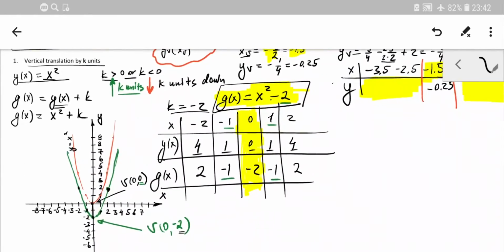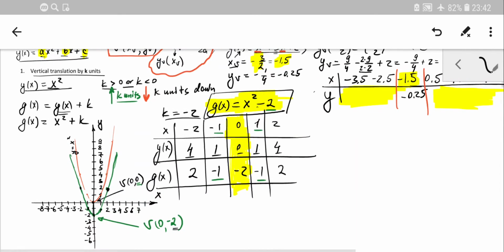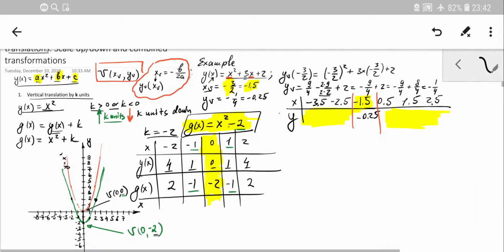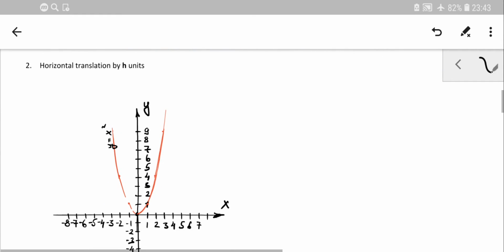So one more time, vertical translation by k units leads to a vertical shift with no change in the shape. Okay, that's crucial. If k is positive, we just lift it up. That's pretty easy. Okay, let's go to the second part of the translation: horizontal translation by h units. That means you will have a shift to the right or to the left.